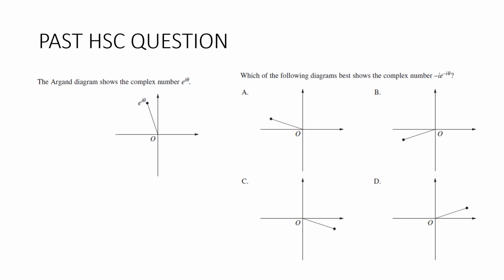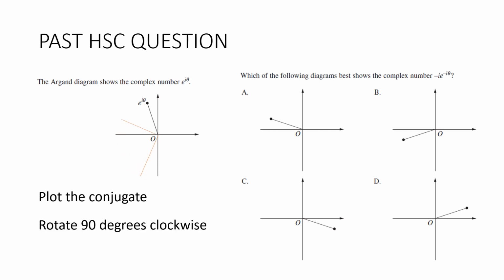All right, we've got a couple of transformations to do here, and we're going to start off by plotting the conjugate, because e^(-iθ) is the conjugate of e^(iθ), and all we do is reflect it in the real axis, so it's down here. Then we're going to multiply that by negative i. We haven't really gone through this. Multiplication by i is a 90-degree turn anti-clockwise. Multiplication by negative i is a 90-degree turn clockwise. So let's take this conjugate vector and rotate it 90 degrees clockwise. It's going to end up there, so our answer is A.